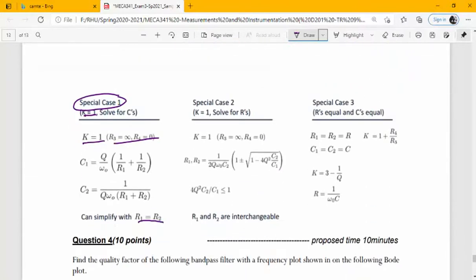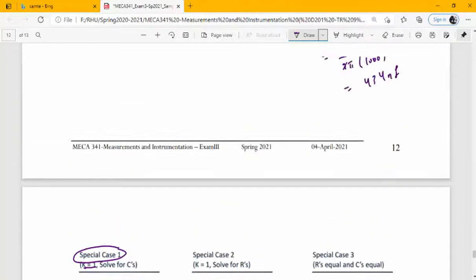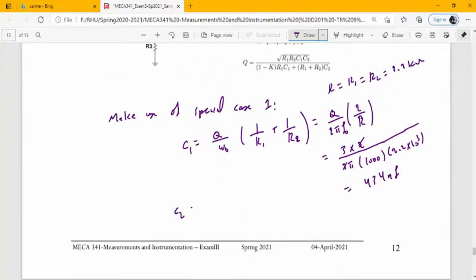Now in order to determine C2, this is C1, C2 is equal to 1 over Q omega 0 (R1 plus R2). And this is equal to 1 over, this is 2R multiplied by 2 pi, which is 4 pi f0, multiplied by 2.2 times 10 power 3, which is equal to 12 nanofarad.